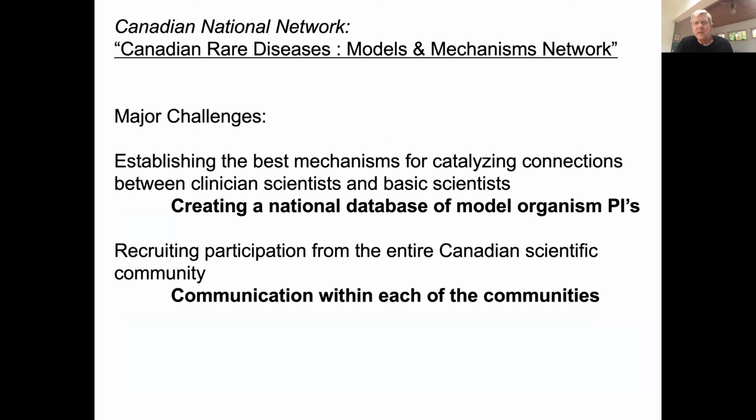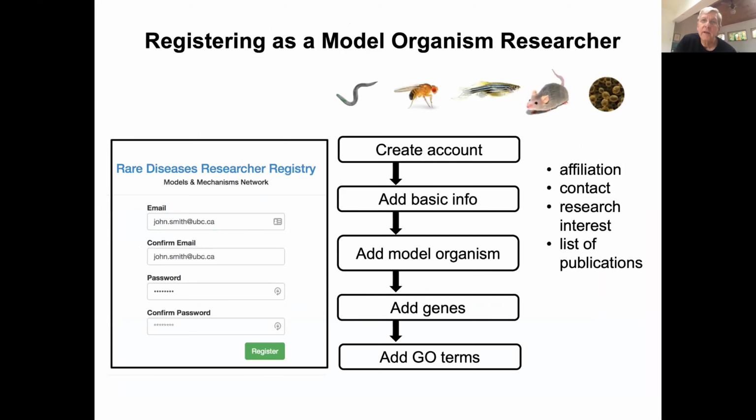Challenges in setting this up were creating a national database of model organism researchers and the genes that they study, and recruiting participation from the entire community. And through the work of our bioinformatics team, Paul Pavlidis and Sonia Rajek, they created a really nice registry where model organism researchers could create an account, add basic information, the model organism that they work in, and add their genes and GO terms, which is a way of identifying them.